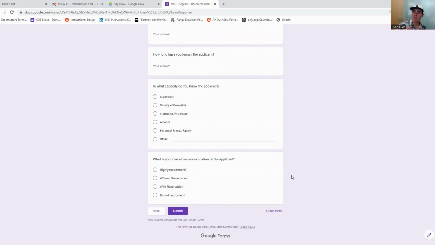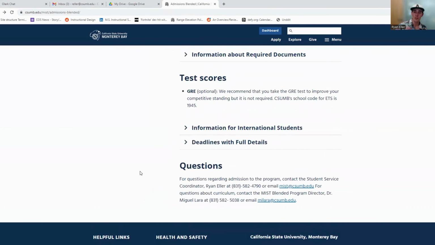Naturally, most people are picking recommenders who are positive, so we expect most of them to fall somewhere within this without reservation or highly recommend. And it will give us a good sense of you as an applicant if you pick a recommender who can fill out a good detailed recommendation form for you.